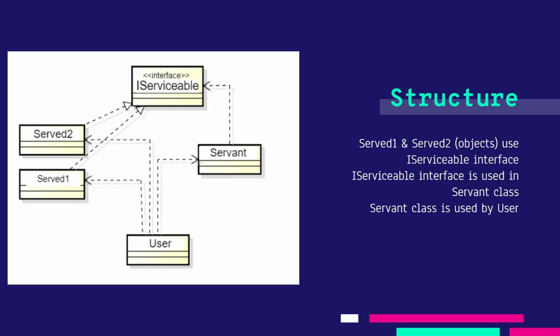So let's look at the structure. Let's look at this UML diagram over here. So there's 4 main unique participants. There's the user, the servant, the serviceable interface, and the served. In this case, there's 2 of them. So the user is the client, a sort of main class. The servant and serviceable are the components of the servant design pattern, and the served are the classes that are being helped, being given additional functionality. Think the car and the truck, served 1 and 2.